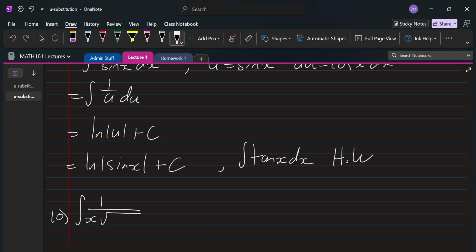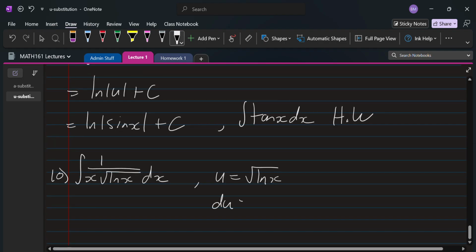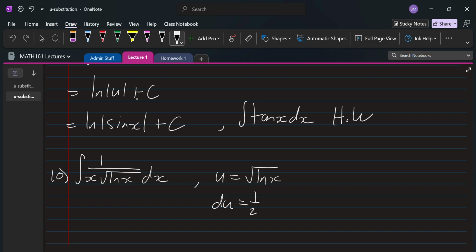Number 10. So we have the integral 1 over x root log x dx. Like with the other examples, there's more than one way to do a u substitution. Here we're going to let u be root of log of x. See what happens. So u is root of log of x. By the chain rule, du is going to be 1/2, 1 over root log x, times the derivative of the inside. The derivative of log is 1 over x.